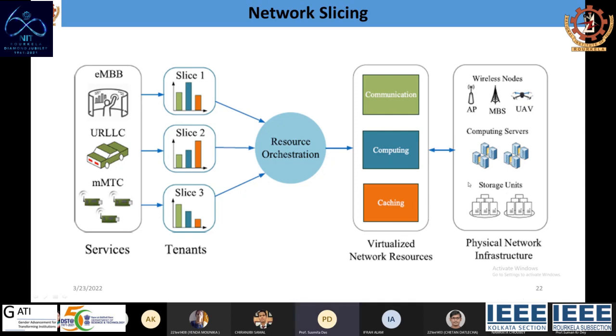You can see here how this slicing allocates the resources to all three classes of services: eMBB, URLLC, and mMTC. You see the network resources like caching, computing, and communication resources, and how they are allocated in a sliced manner for eMBB, URLLC, and mMTC. So network slicing is a major enabler for URLLC also.